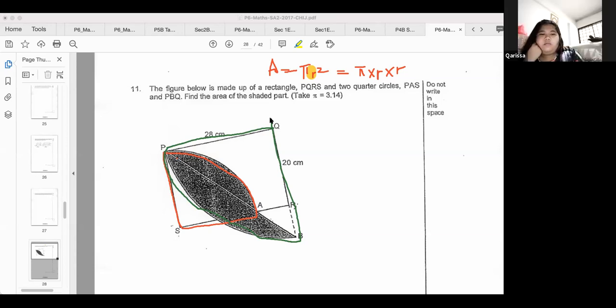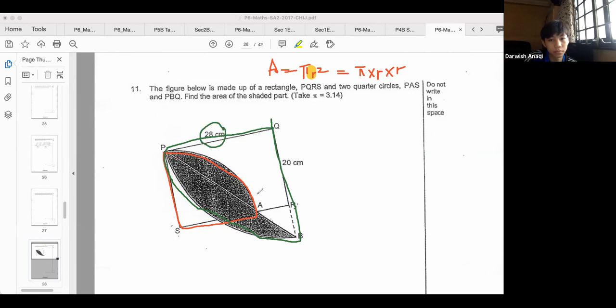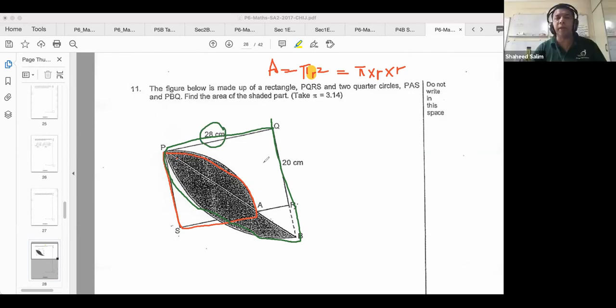Mr. Shahid, how to find the radius? Radius. 5/2. This is the radius. From where? Okay, so I'm going to break up. Break up what? This 28, you know, is the radius of the big one, right? So now what about the smaller one? Let's see. The smaller one is the same. The radius is here, 20 cm.